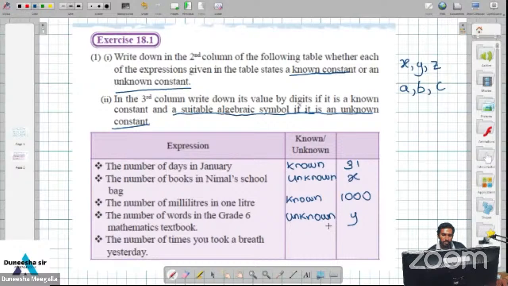The number of times you took a breath yesterday. Do you know how many times you breathed yesterday? ඔයාලා දන්නවද ඊයේ ඔයාලා කොච්චර පාරක් හුස්ම ගත්තද කියලා? No, it's unknown, is it? Yes, sir. It's unknown. You can use it as a symbol. Okay.